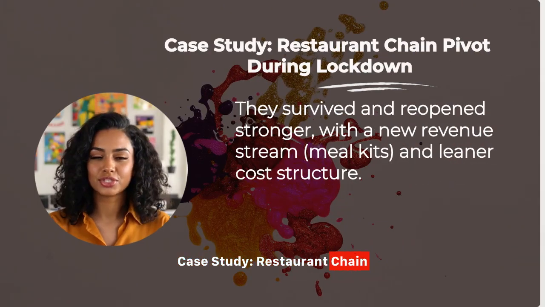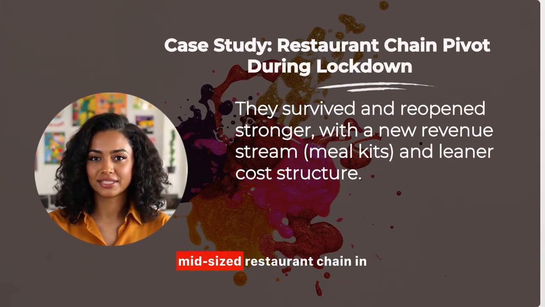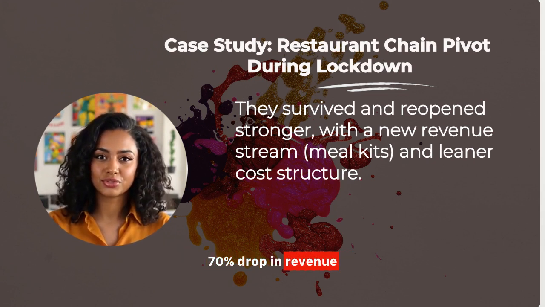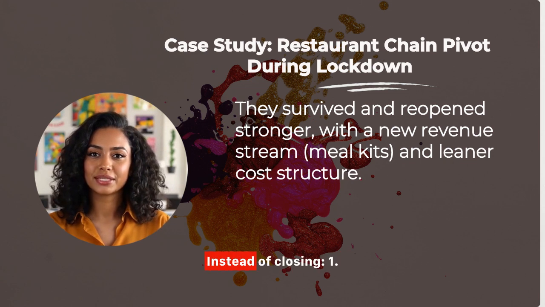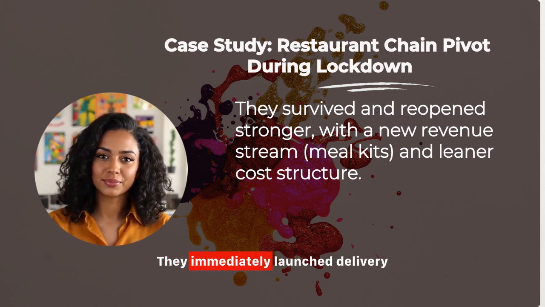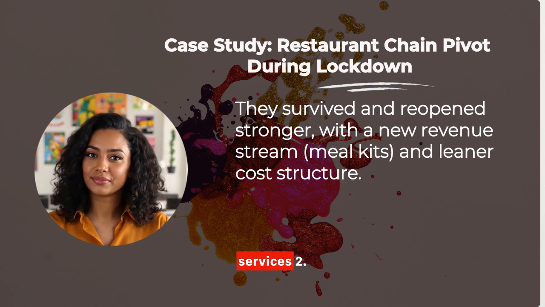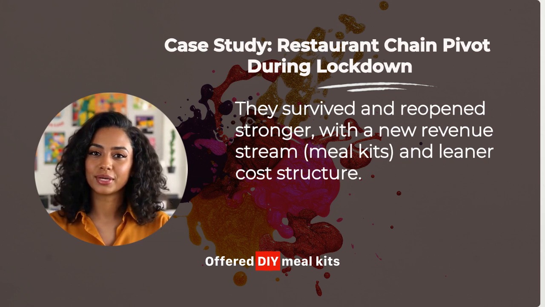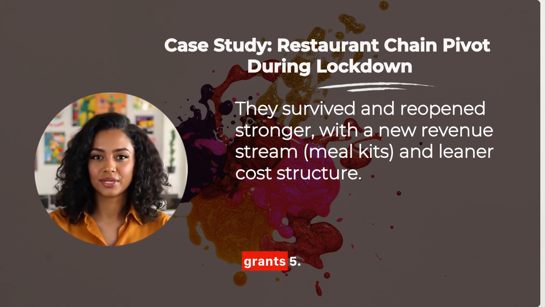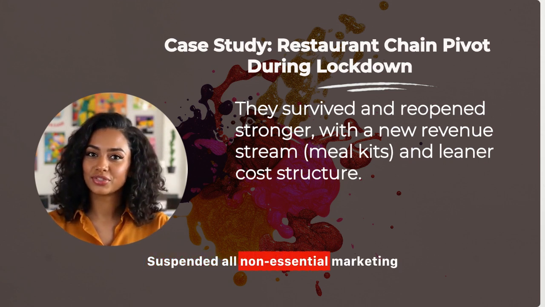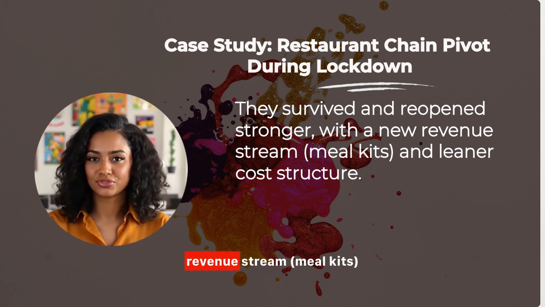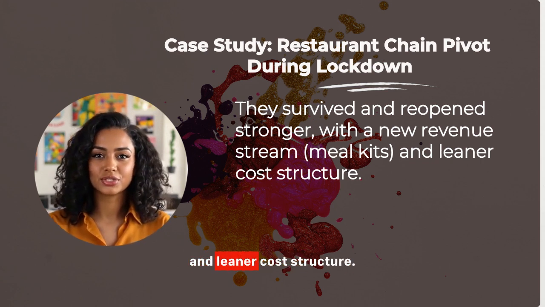Case study: restaurant chain pivot during lockdown. A mid-sized restaurant chain in Lagos, Nigeria experienced a 70% drop in revenue during COVID lockdowns. Instead of closing: 1. They immediately launched delivery services. 2. Negotiated rent reductions. 3. Offered DIY meal kits. 4. Applied for government survival grants. 5. Suspended all non-essential marketing. They survived and reopened stronger with a new revenue stream, meal kits, and a leaner cost structure.